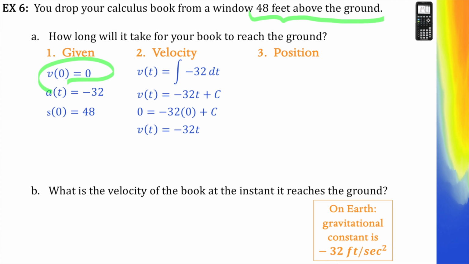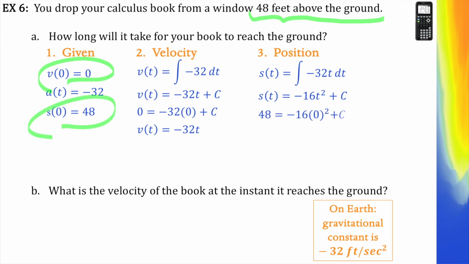From there, we can find our position function. So we'll take the antiderivative of -32t. We get -16t squared plus c. We have an initial condition of (0, 48) that we can plug in here to find c, and c is going to be 48. So we now have a velocity function and a position function.